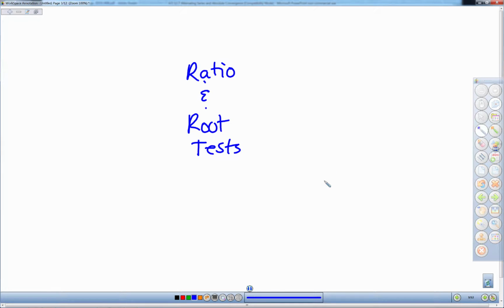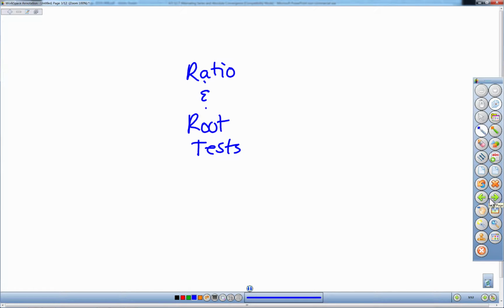I've got the final two tests that we are going to be utilizing to determine the convergence of an infinite series, and they're known as the ratio and the root tests. In my opinion, they're actually among the easiest to use, and they're fairly powerful too, because they can determine not just convergence, but absolute convergence in a relatively quick couple steps. So let's go ahead and get started with the ratio test.